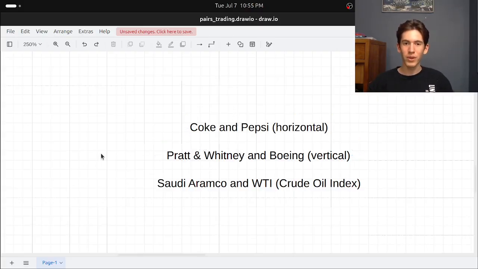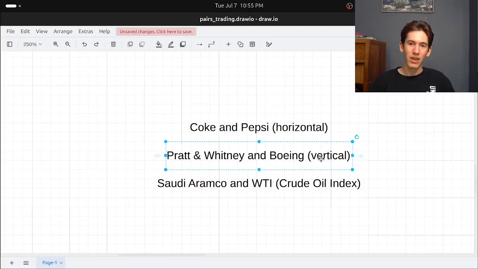Pratt & Whitney and Boeing, they're sort of vertical on the supply chain, where Pratt & Whitney makes jet engines, Boeing makes jets, they make planes. So if Pratt & Whitney is doing really well, it's probably because they're selling a lot of engines to Boeing, which is also doing very well and has the money to go and buy a bunch of jet engines. So they're very closely tied together. If demand for planes goes down, well, demand for jet engines also goes down.